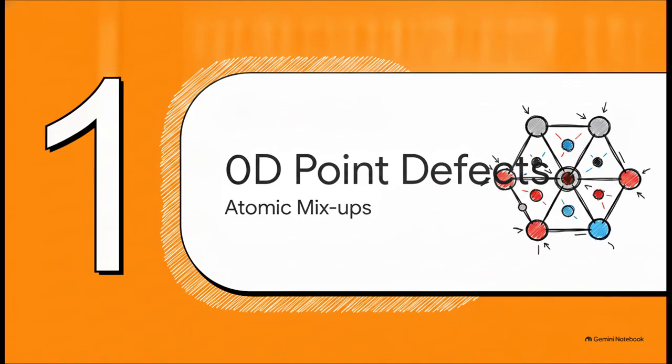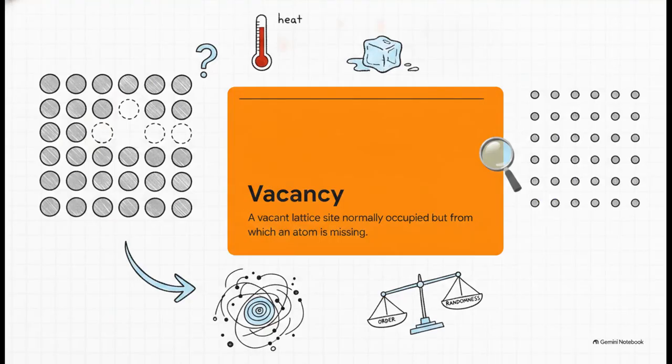Section 1. Zero-dimensional point defects, atomic mix-ups. Starting at the absolute smallest scale, we have zero-dimensional point defects. These occur at just one or two atomic positions. The simplest one is called a vacancy. Think of it as an empty parking spot in an otherwise completely full atomic grid.